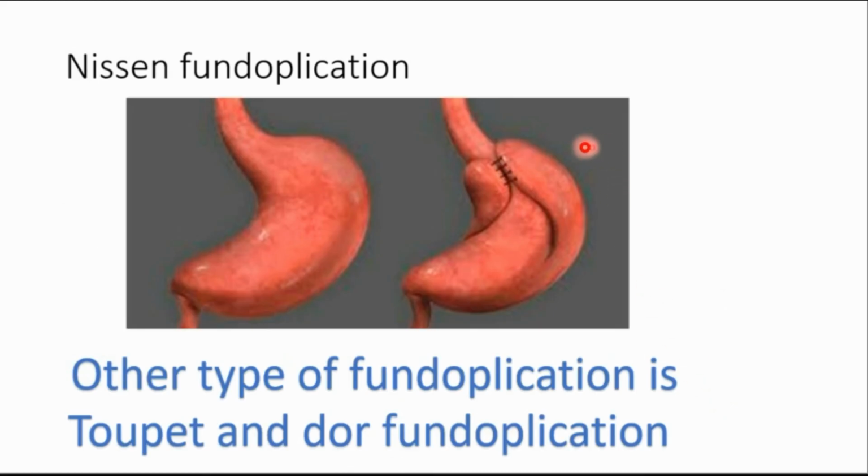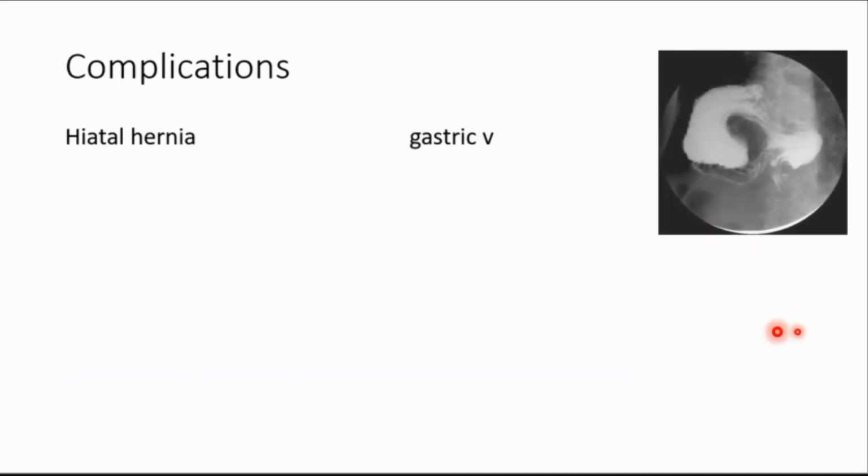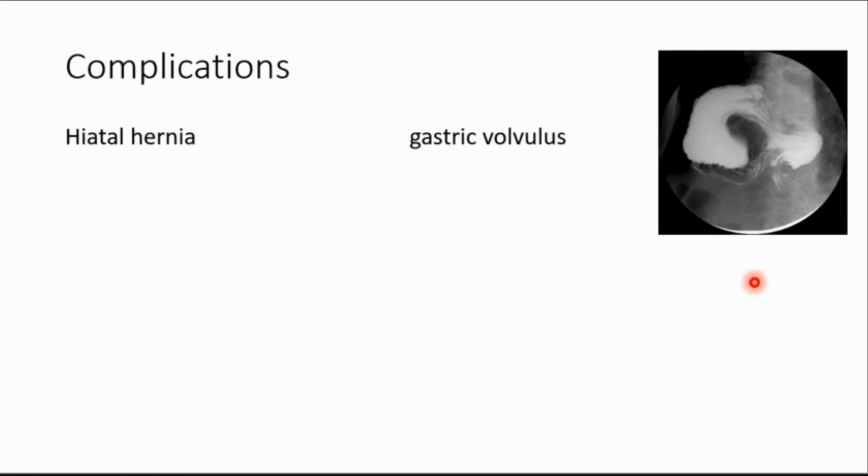Nissen fundoplication consists of wrapping the fundus around the esophagus, as you can see in this diagram. There are other types of fundoplication like Toupet or Dor fundoplication, but mostly this is done. Now there are complications like hiatal hernia. In the later stages, the stomach gets rotated around its axis, as you can see in this radiological picture.